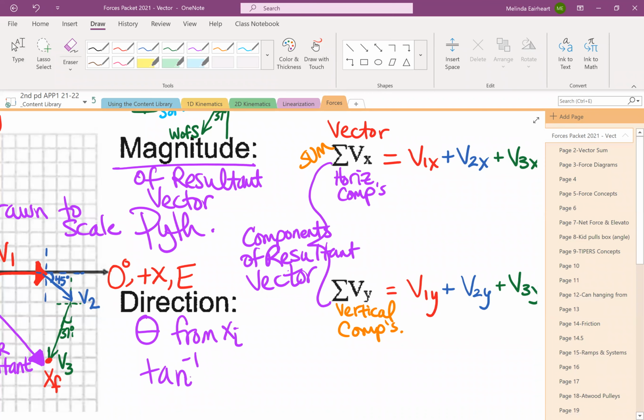And so each vector has 2 components. Separate your horizontal, sum them, and then sum the vertical. And then you'll have the components for the resultant, Pythagorean, inverse tan. Again, this is very procedural, okay? Questions before we start doing numbers?